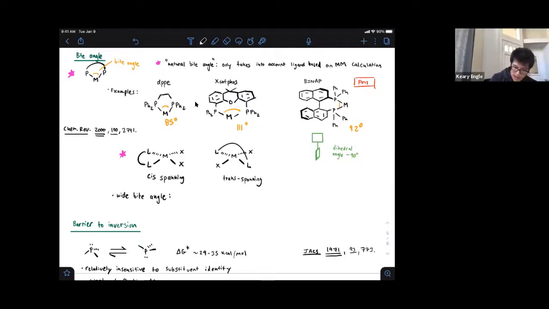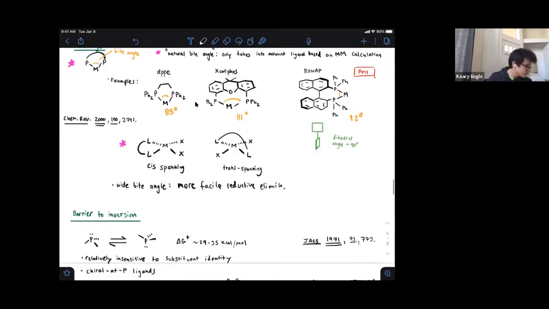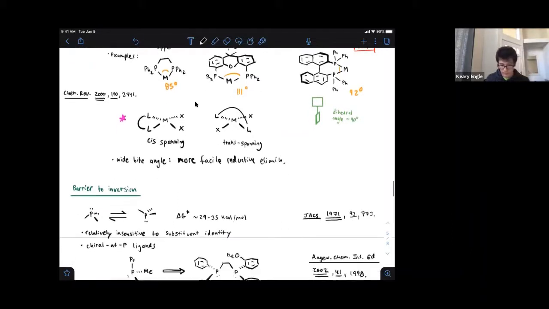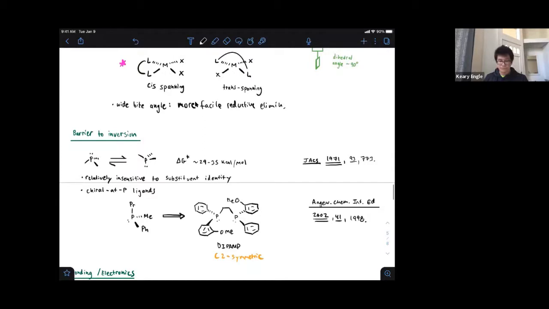And if we think back to our reductive elimination lecture, one of the things we said is that wide bite angles lead to more facile reductive elimination through the squeezing out principle. The one exception would be if it's so wide that it becomes trans-spanning, and then the two groups can't be in a cisoid relationship. Any questions on that?